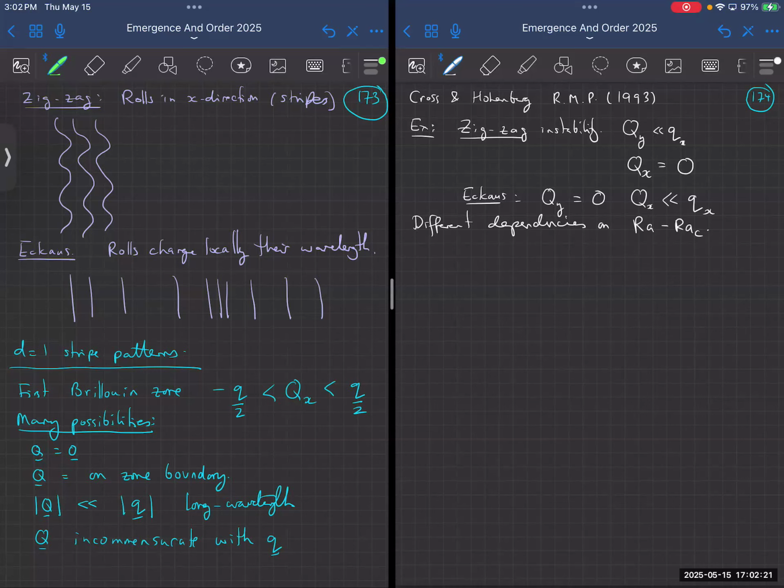But remember, I've only drawn it here for stripes. You may get, in the intermediate phase, I don't know if this is true or not, depending on the boundary conditions and geometry, you may get other patterns in the intermediate phases.